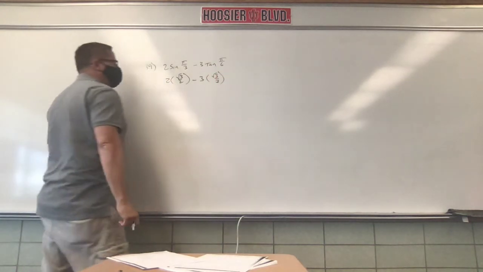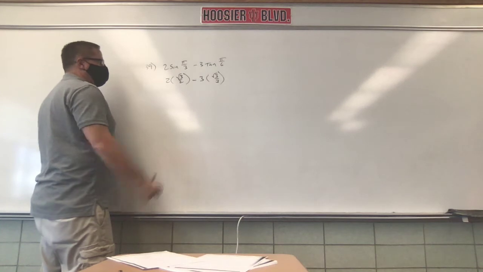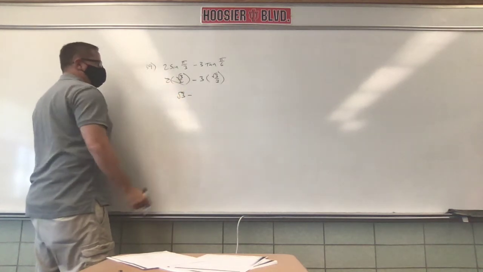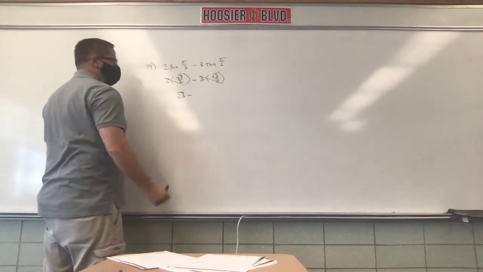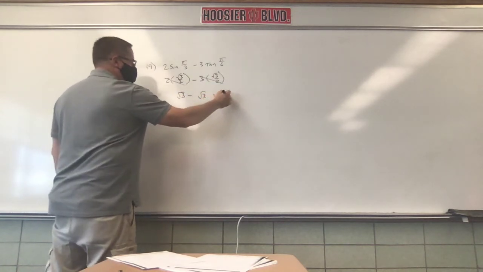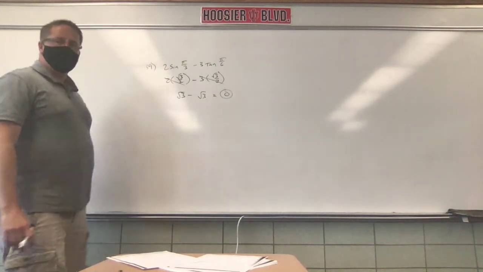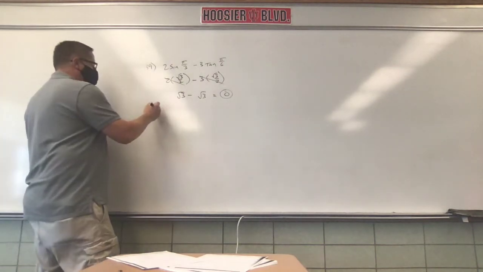This one's actually pretty nice. This actually turns out really, really nice. These 2's cancel. So we're left with radical 3 minus, these 3's cancel, so we're left with radical 3. So the answer is 0. Goes all the way to 0. Okay, so that's kind of nice. You want nice and pretty.